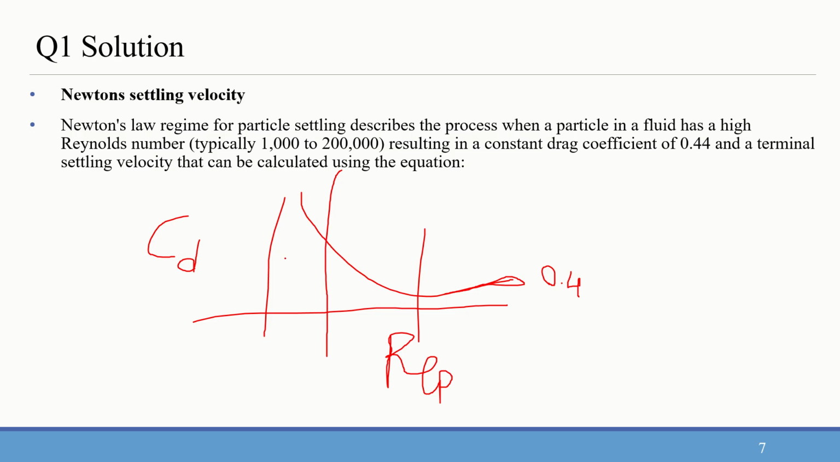Whereas this is the Stokes regime, and this is the Newton's regime, high Reynolds number, and that is the low Reynolds number. In the Stokes regime, what happens? We are able to see a drop in drag coefficient with increase in Reynolds number, whereas at higher Reynolds number, we are able to see the drag coefficient remains constant.